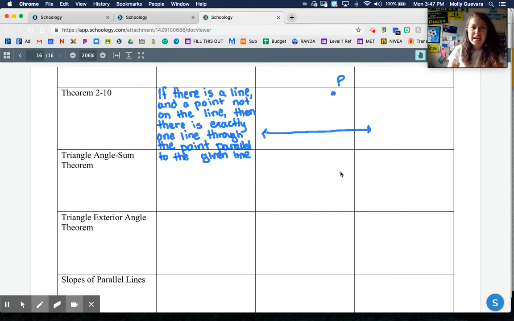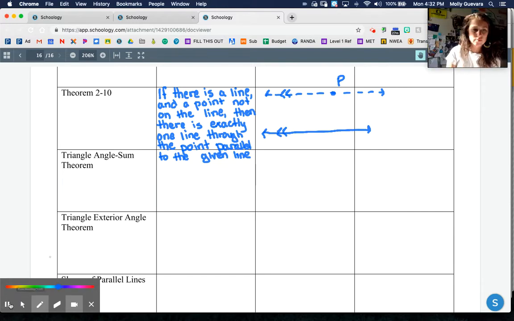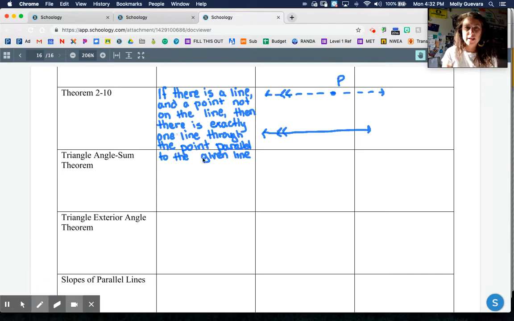Then there is exactly one line through this point that is parallel to this line. So that means I can only draw one line that goes through point P that is also parallel to this line. Right? I can't draw it like this because that's not parallel. Okay, so hopefully that makes sense. Just reach out if I missed something.